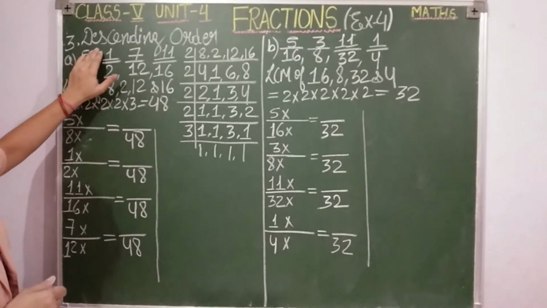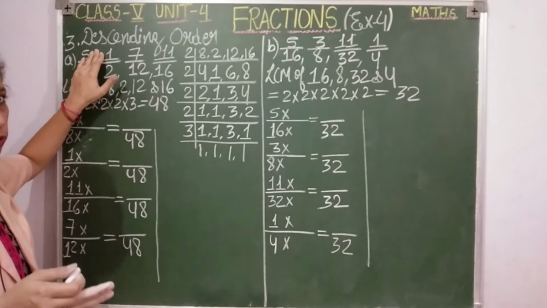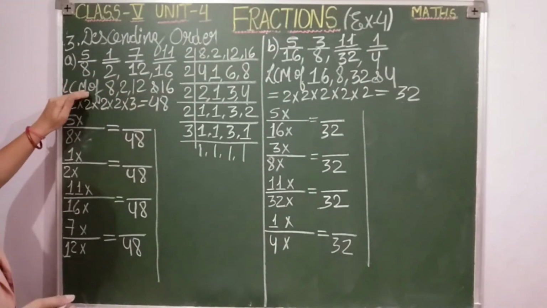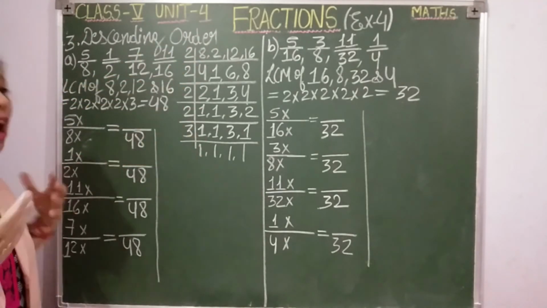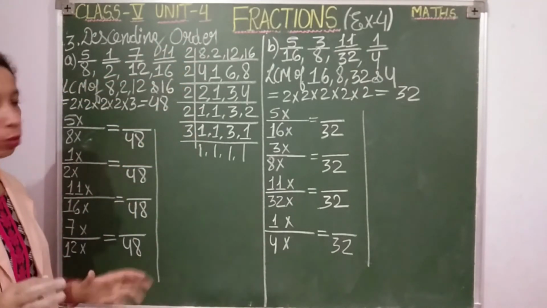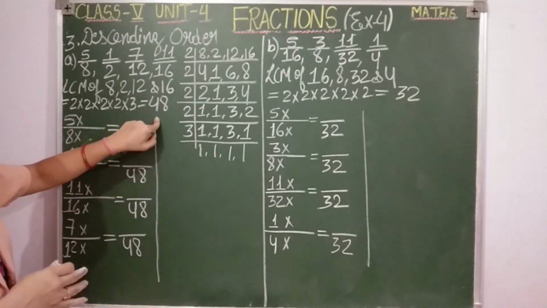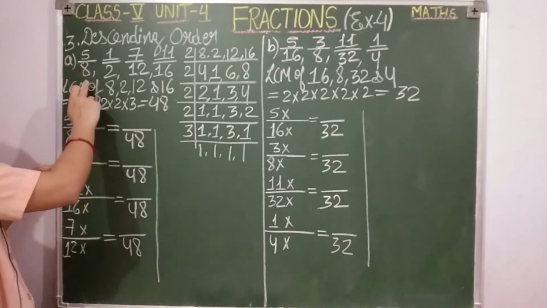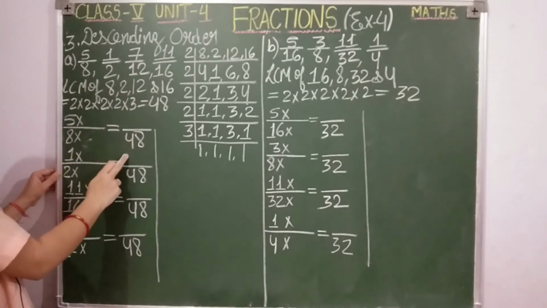For converting these unlike fractions into descending order, first we have to convert them into like fractions. So that's why I have taken the LCM of the denominators, LCM of 8, 2, 12 and 16. How to take out LCM is already clear to you. So simply I have taken out the LCM here and I have written the LCM which is equal to 48. Now 5 by 8 and all the other fractions, their denominator should be equal to the LCM which is 48.